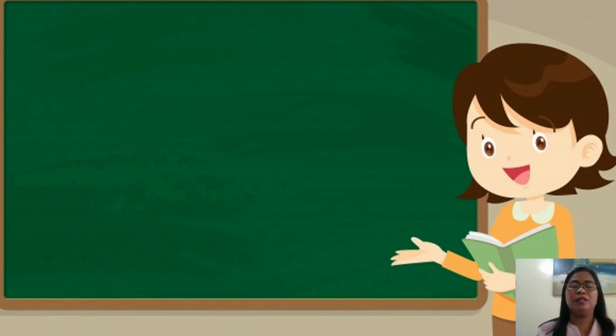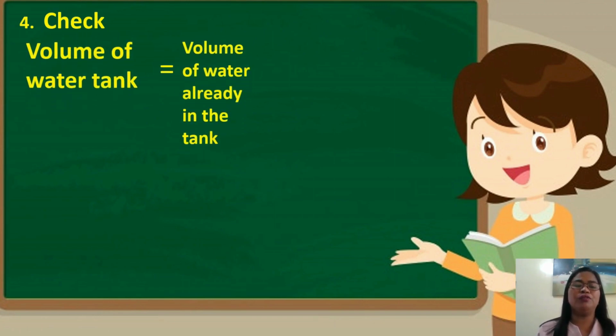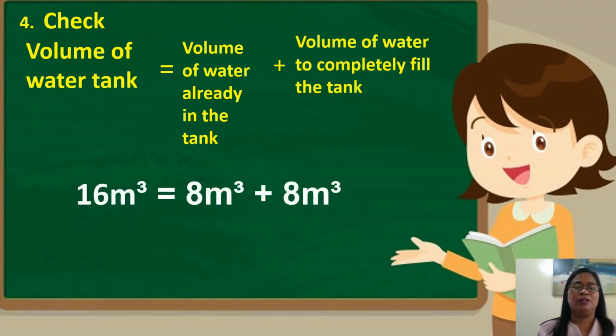Last step, check. We will test the equality of both sides. The volume of the water tank is equal to the volume of the water already in the tank plus the volume of water to completely fill the tank. So 16 cubic meters is equal to 8 cubic meters plus 8 cubic meters. So 16 cubic meters is equal to 16 cubic meters. So they are equal, then our answer is correct.